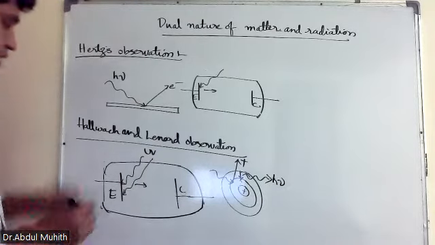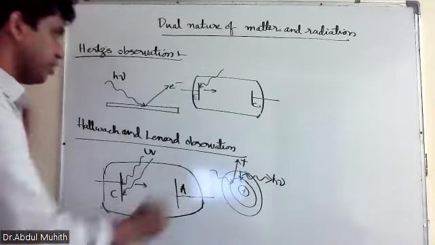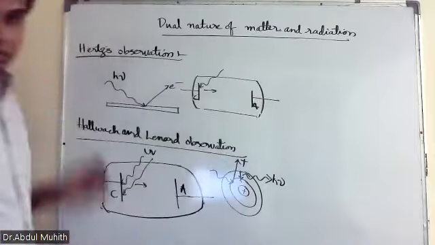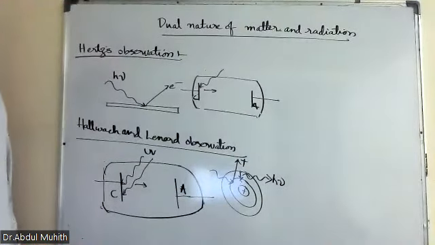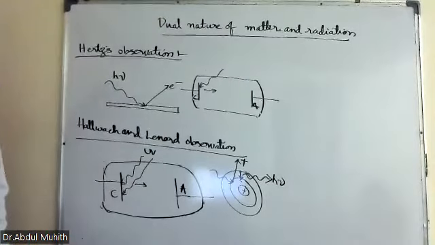Here, instead of saying emitter, he said C for cathode and A for anode. Here also he says C for cathode and A for anode. Is it clear? C for cathode and A for anode. Is that clear, all of you? Now here.